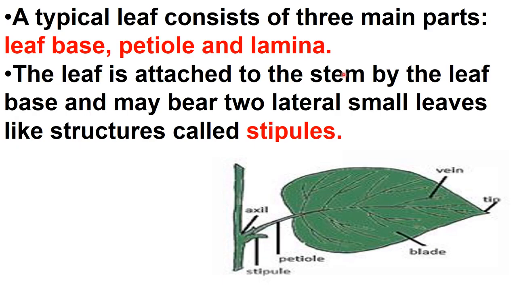The leaf is attached to the stem by the leaf base. So leaf base is where the leaf is attached with the stem, and you can say this is the function of leaf base. It may bear two lateral small leaf-like structures called stipules. You can see here, just at the leaf base point, this very small leaf-like structure is present, and this is called stipule. So stipules are lateral small leaf-like structures present at the leaf base.